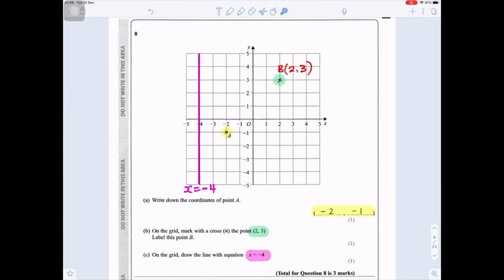On the grid, draw the line with equation x equals -4. Because the value for x equals -4 is that pink line there. Because at this point it's -4, 0. At this point it's -4, 1. This one is -4, 2. This one is -4, 3. So what you notice is that all the numbers start with -4. So that's why they call the line x equals -4.